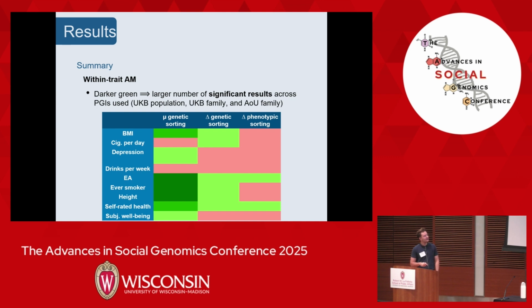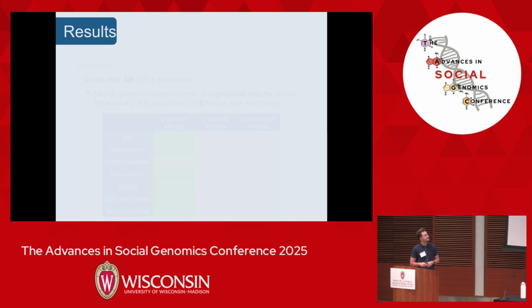And so we say that because we observe statistically significant changes in genetic sorting, and also statistically significant changes in phenotypic sorting over time for these two different phenotypes, we say that changing PGI predictive power over time cannot explain all of the changes that we're observing in our genetic sorting estimates.